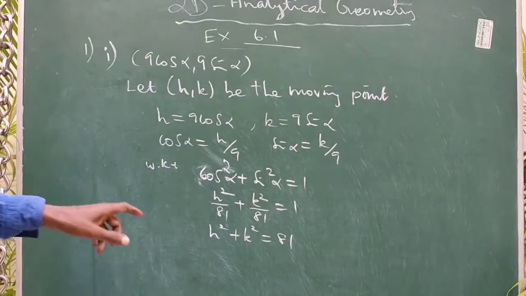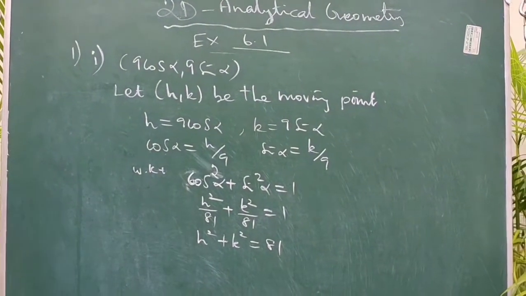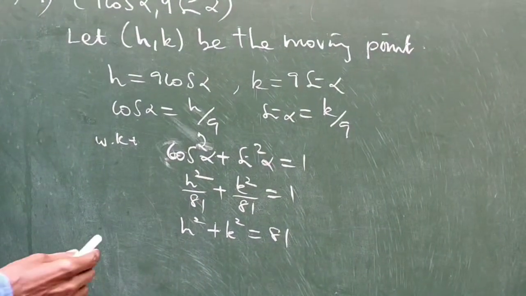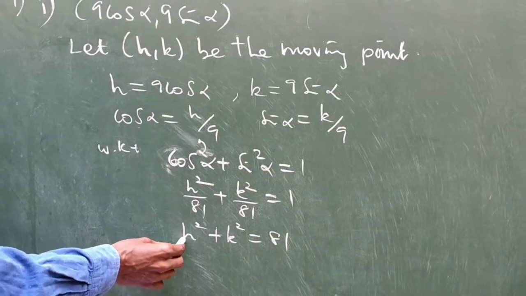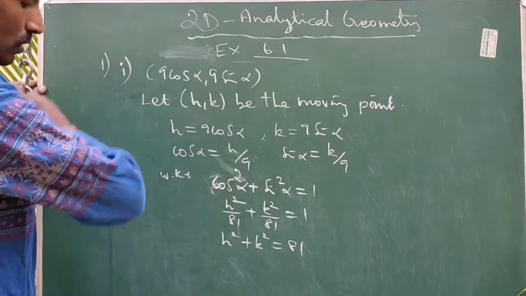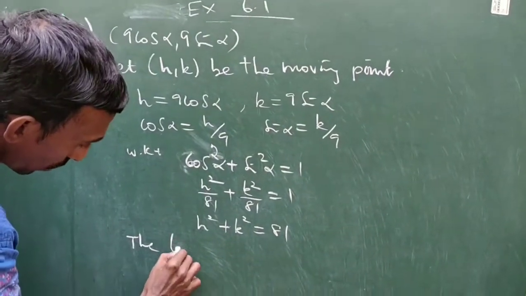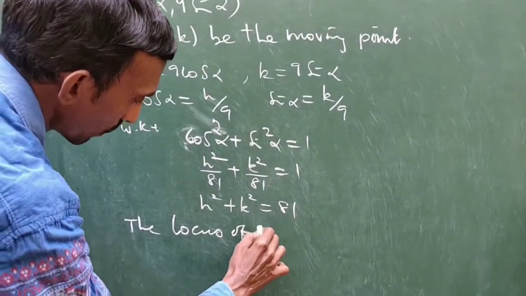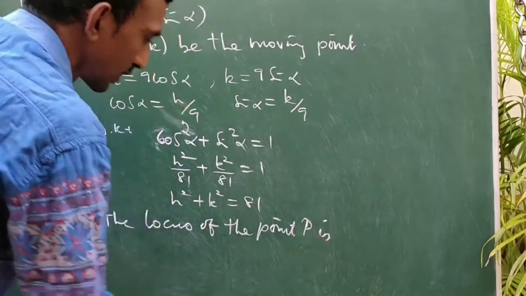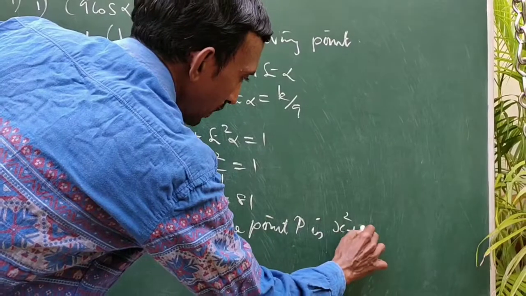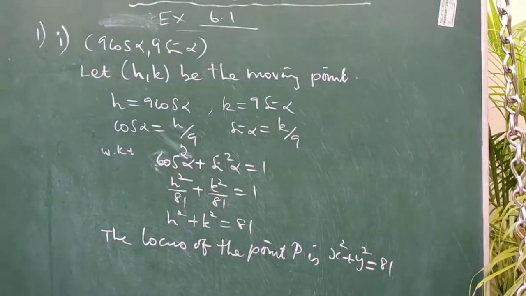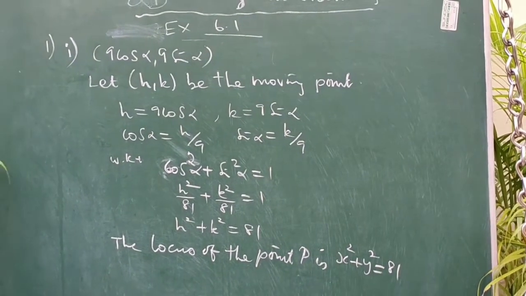It is the equation at the particular point h, k. So we need to write the general equation. To write down the general locus, put h equal to x and k equal to y. x, y are the coordinates. So the locus of the moving point P is x square plus y square equals 81. It is a circle.